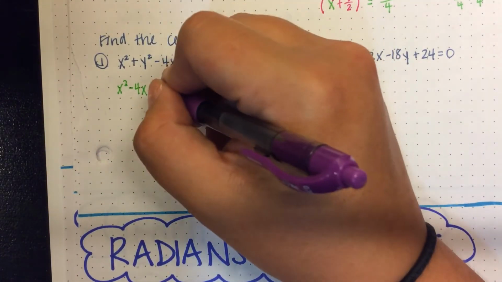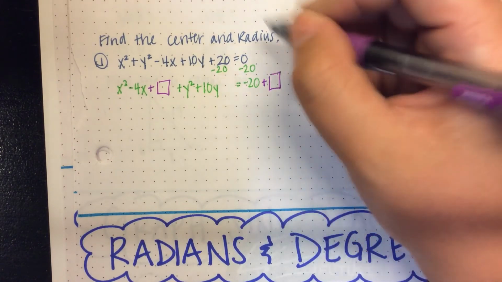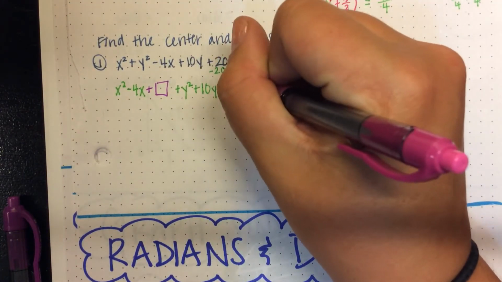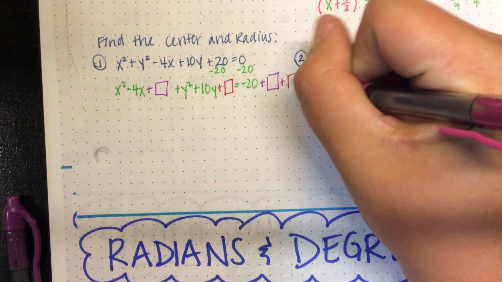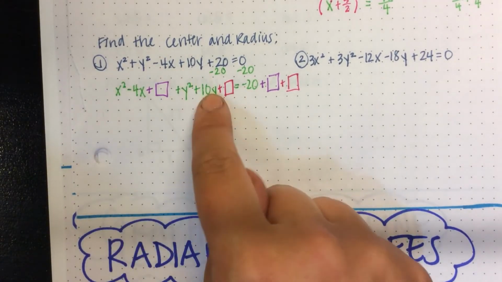I'm going to complete the square for the x's. So I have to have a box on both sides. And then I'm going to complete the square for the y's. So I'm going to have two boxes. Okay, so whatever you do to one side, you have to do to the other. Same steps. It's just we're doing it twice. We got to do it for the x's. We got to do it for the y's.